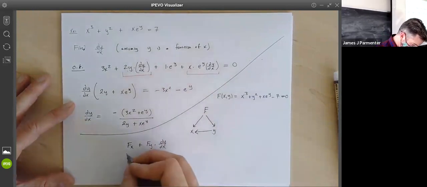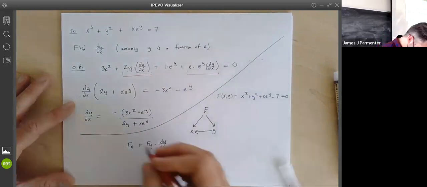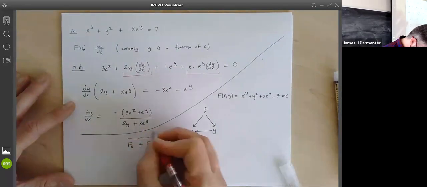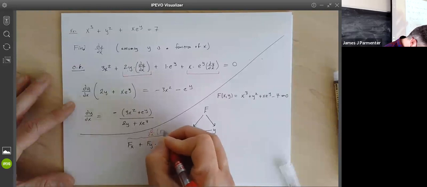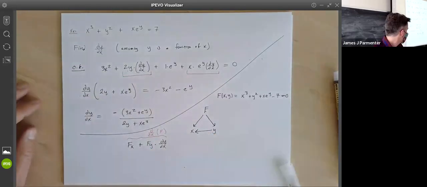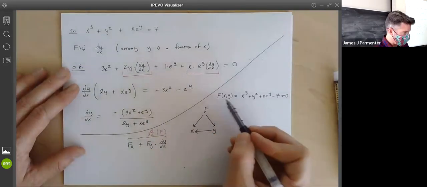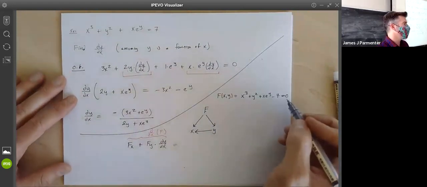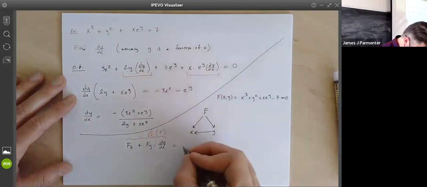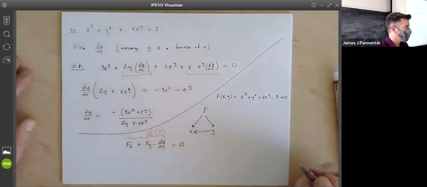So over here, this is the derivative with respect to x of f. Okay, that's this side of the equation. The right side of the equation is 0. What's the derivative of 0? 0.